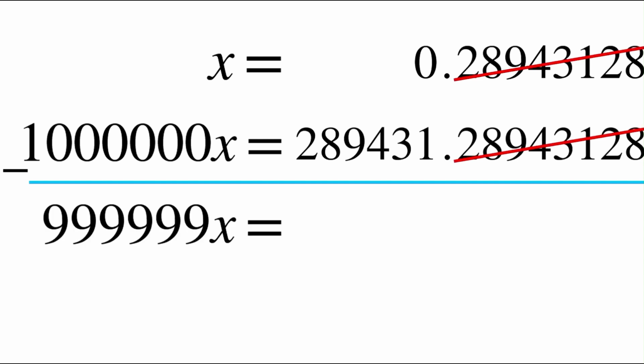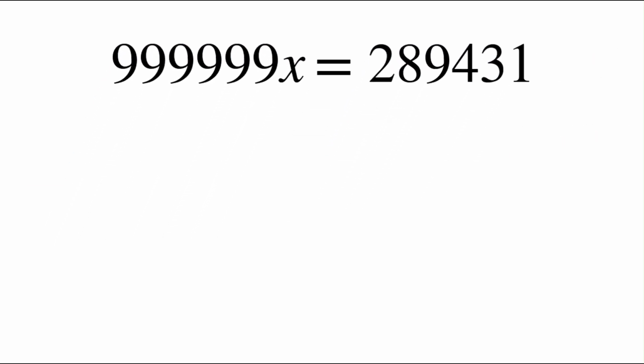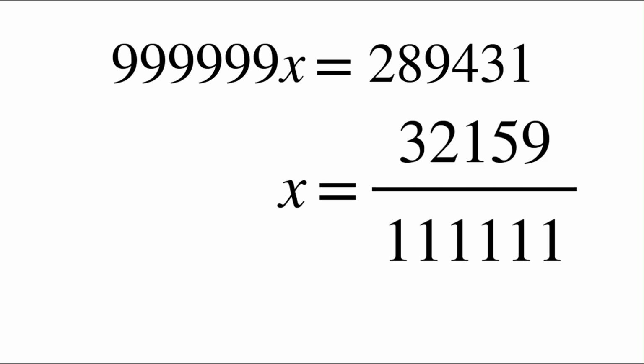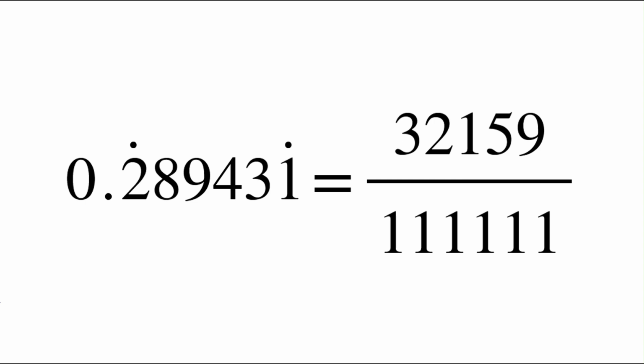So 1 million x minus 1x will be 999,999x, and the 289431 minus 0 is just itself. And finally, we're left with this expression here. We can divide both sides by 999,999 to get x as a fraction, and then we can divide top and bottom by 9 to simplify this. Of course, we started by defining x as 0.289431 recurring, so we can finish by stating this.